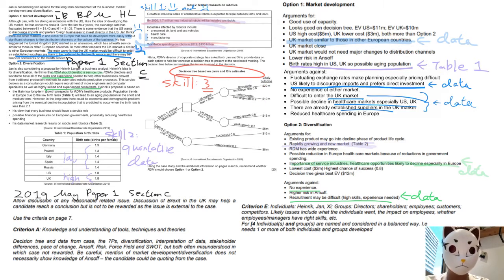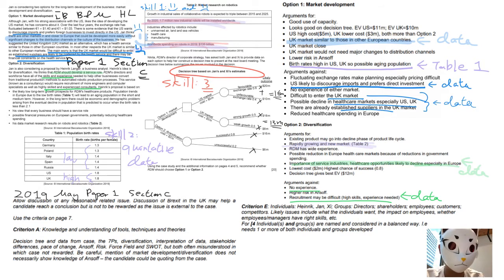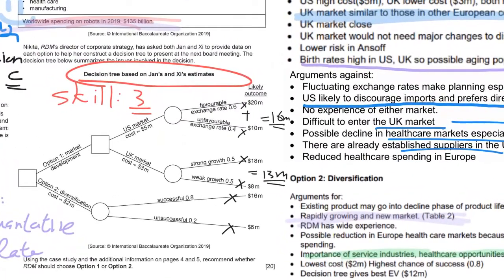So for the U.S. market, let me put in the formula. 20 times 0.6 plus 10 times 0.4. So that is 16 million. For this one, it will be 18 times 0.5 and 8 times 0.5. So that is 13 million.